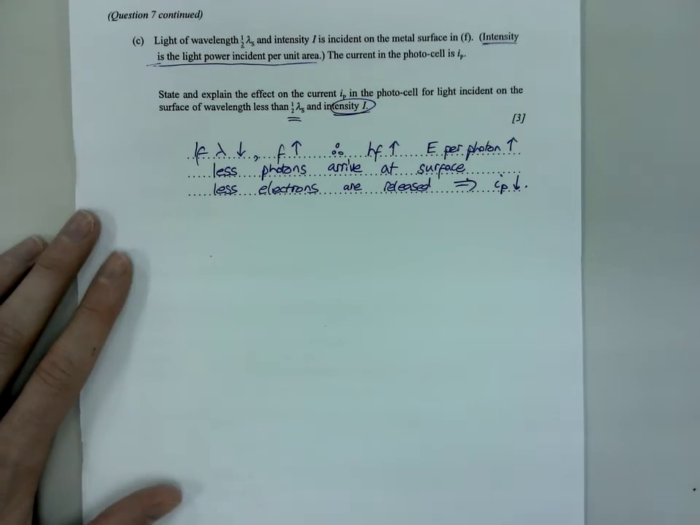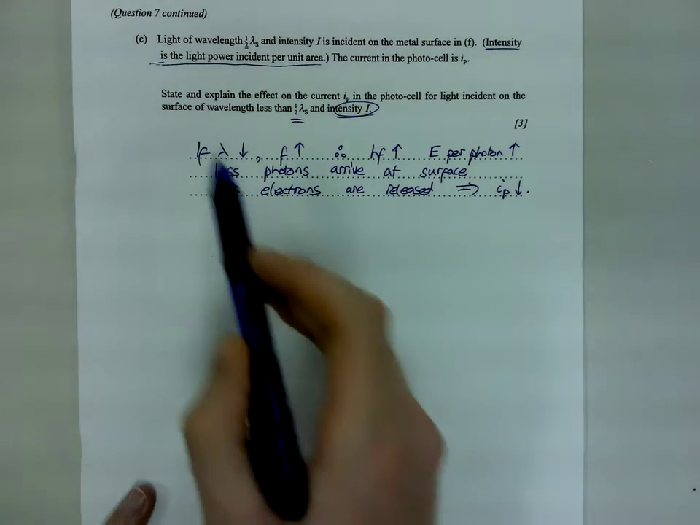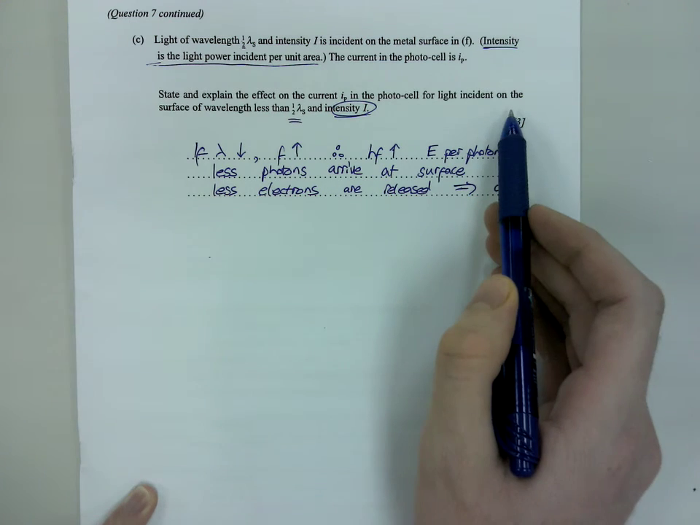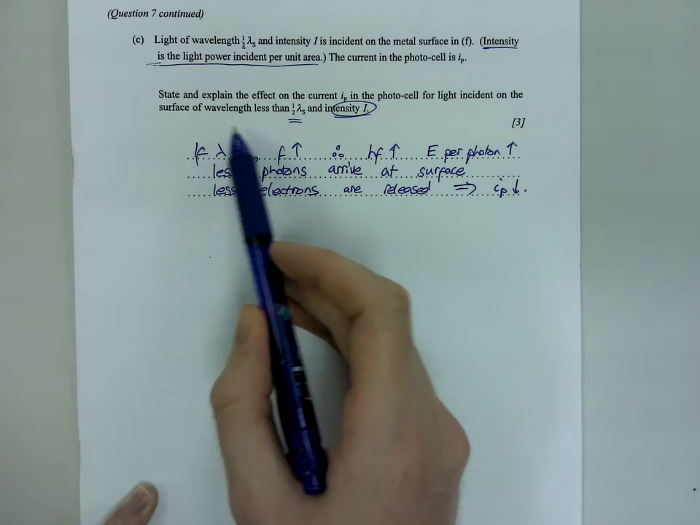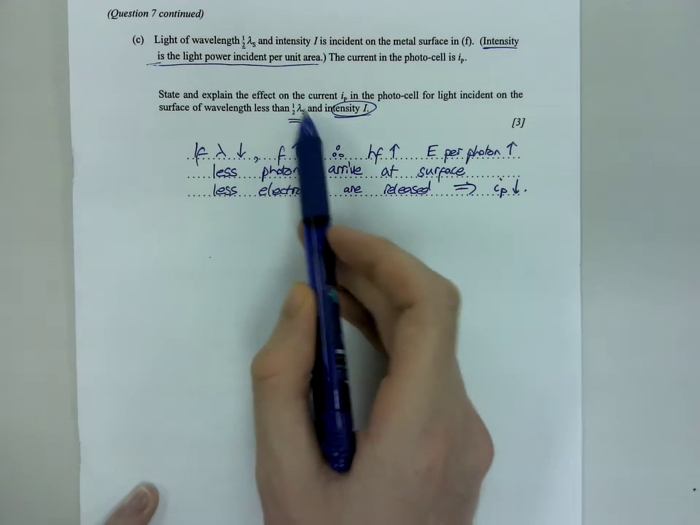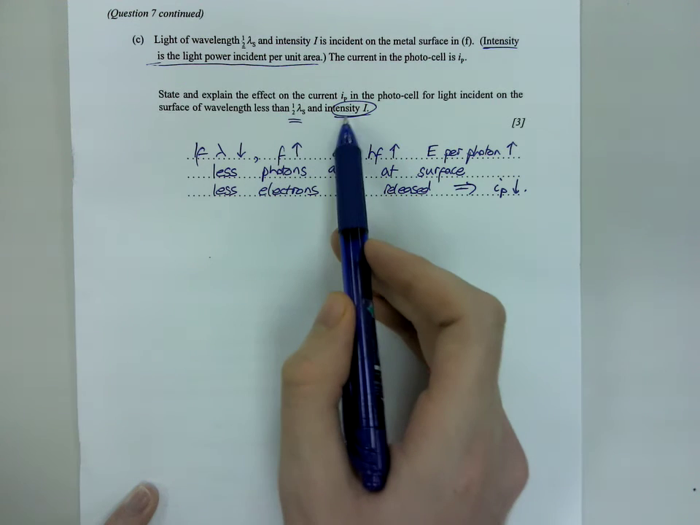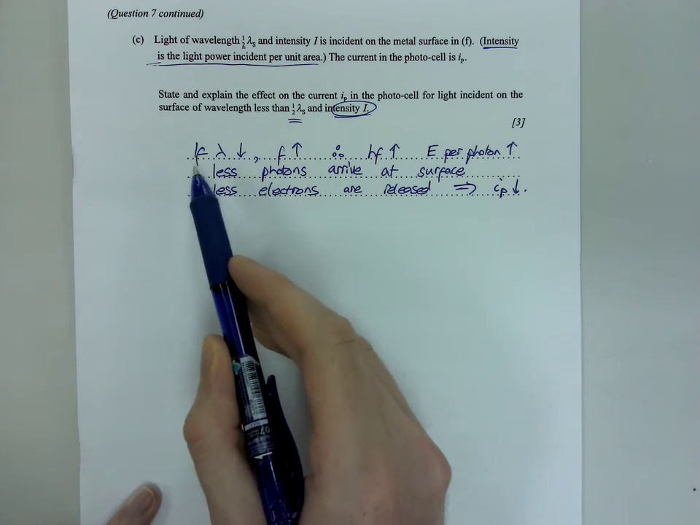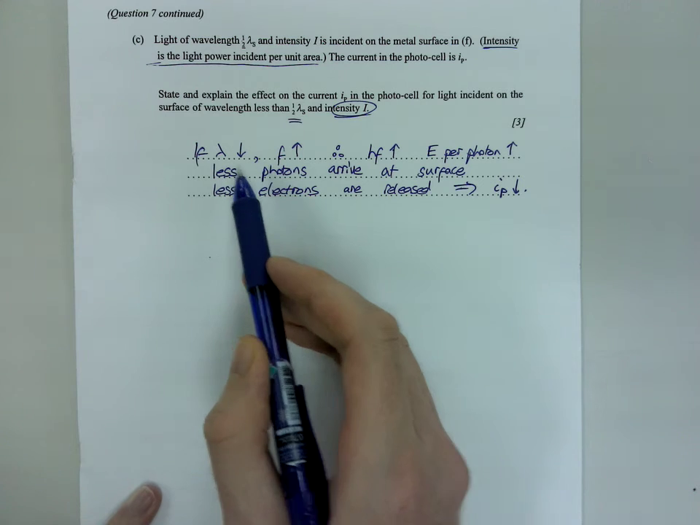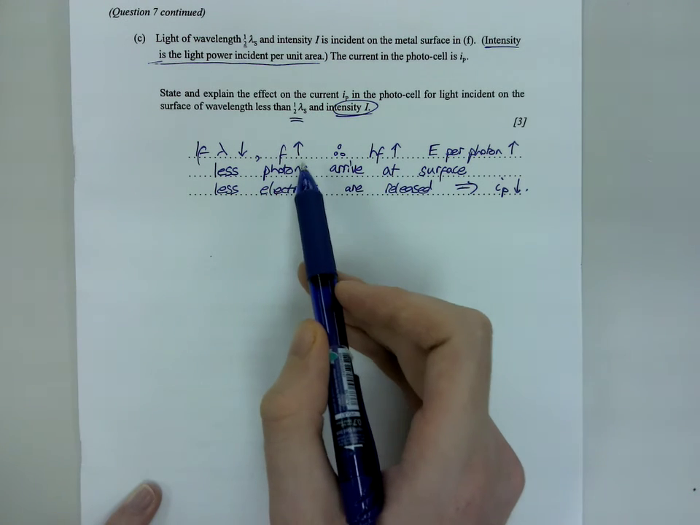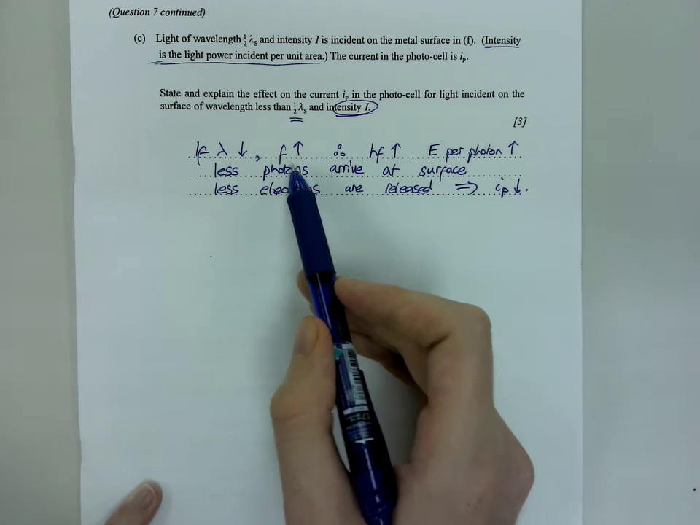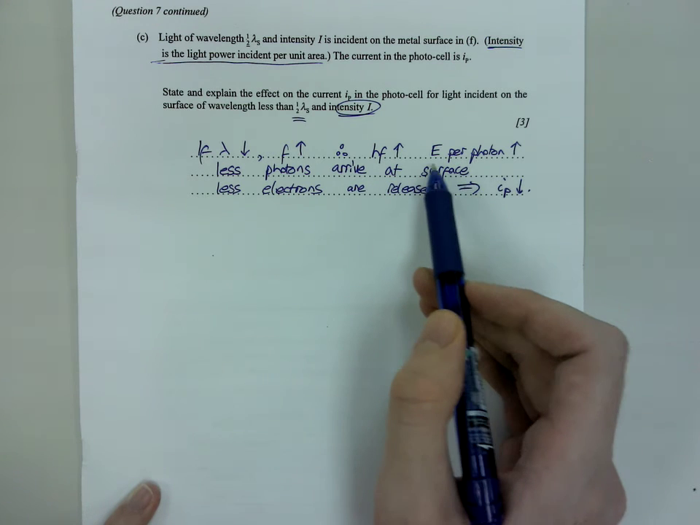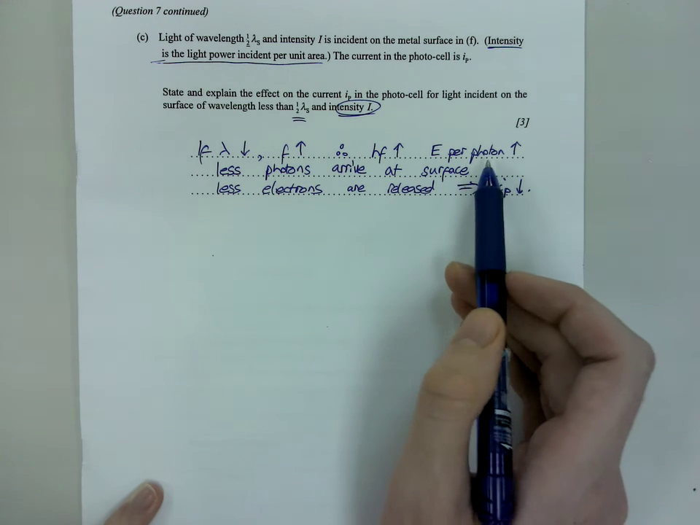Brilliant question at the end of this, asking about state and explain the effect on the current that's produced in the photocell for the light incident on the surface of a wavelength that is less than a half of lambda s and the same intensity I. So basically, if the wavelength is decreasing, that means the frequency of each photon is increasing. If the frequency is increasing, hf is increasing, which means the energy of each photon is increasing.